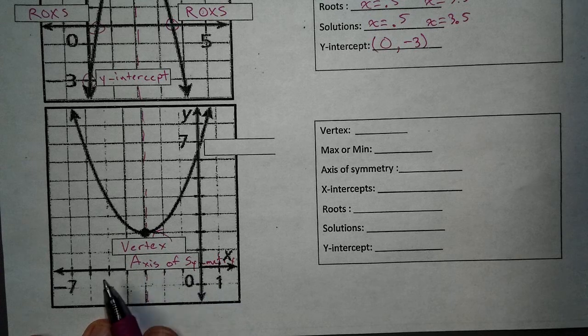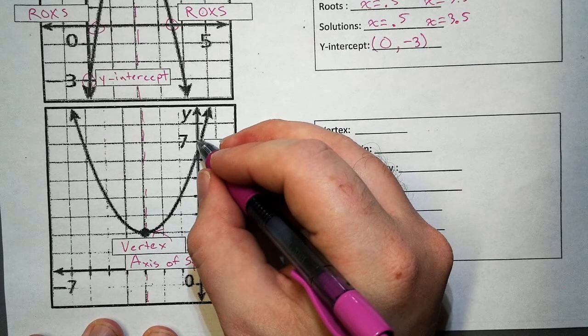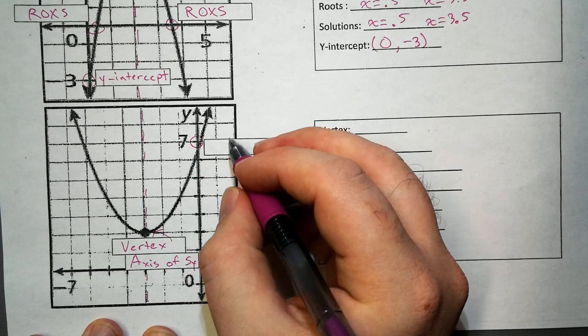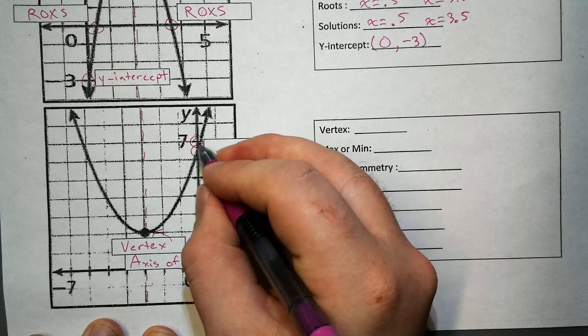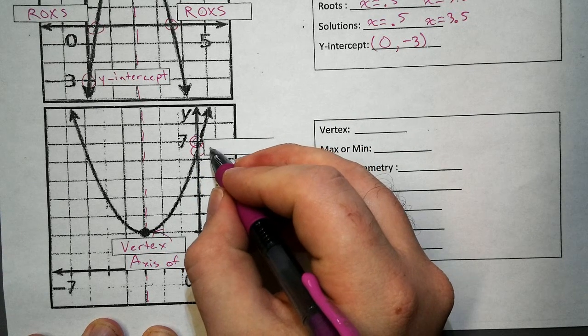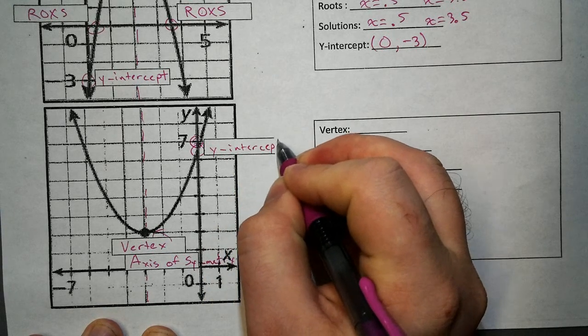And this time it doesn't hit the x-axis. There's no x-intercepts, but it does hit the y-axis right here. Or, sorry, no, it's a little bit further down. It's right there, about half. So that's our y-intercept. And now let's just plug in the values.